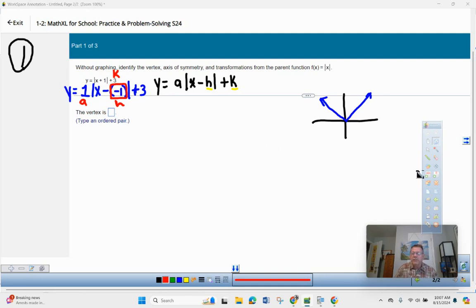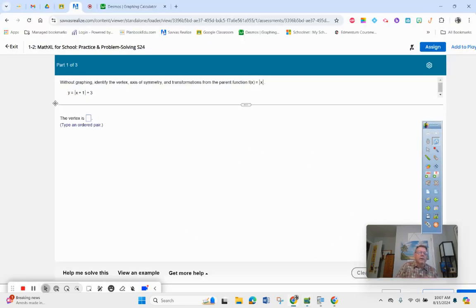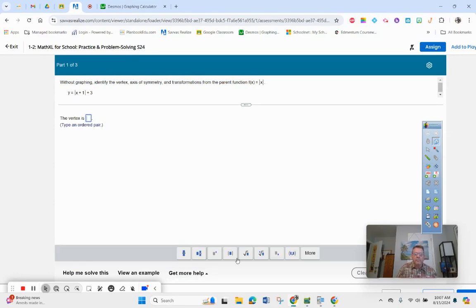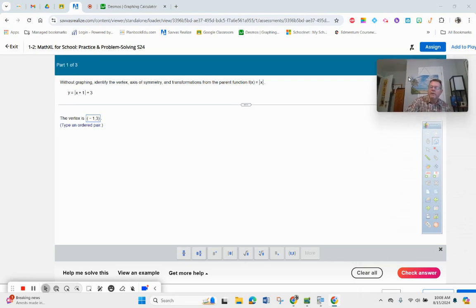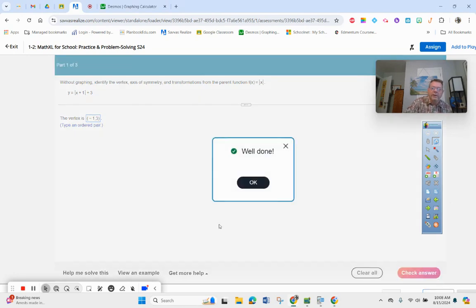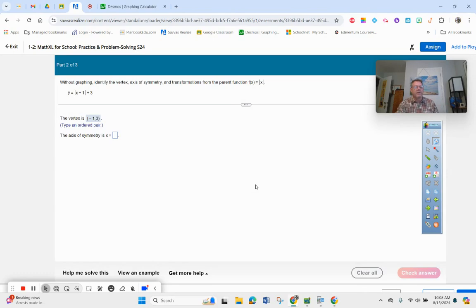All right, so let's put in the vertex. I'm going to use this little tool down here that's helpful, so I don't have to type the whole thing. So we got -1, and then arrow over to the next box, and that's a 3. Now let me check his answer. It says, well done. Awesome. I feel much better about myself already.